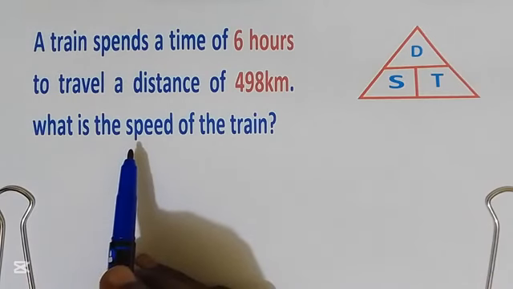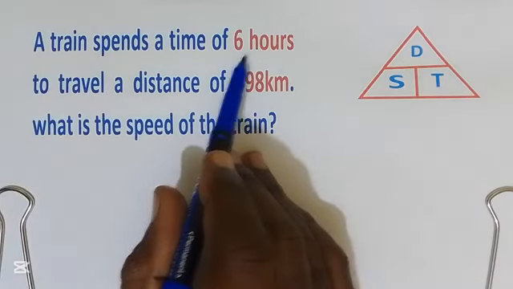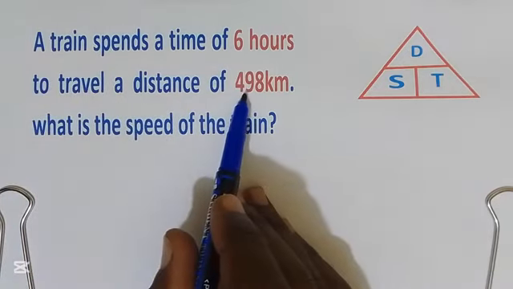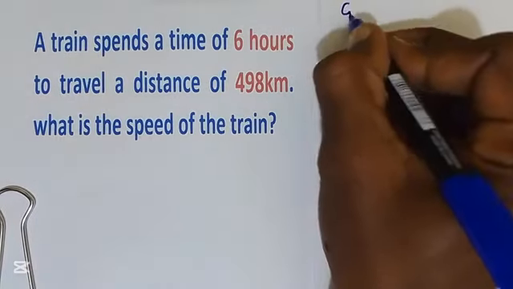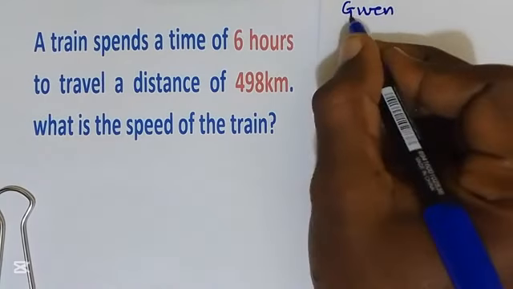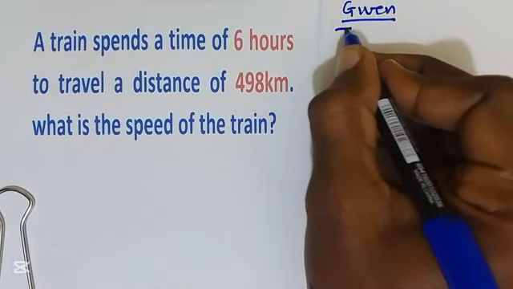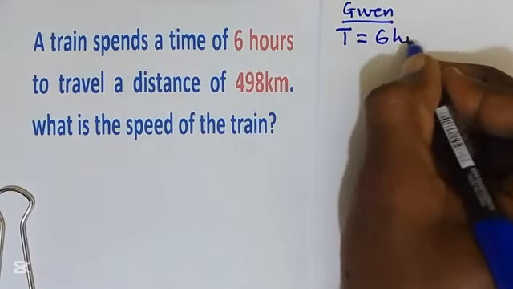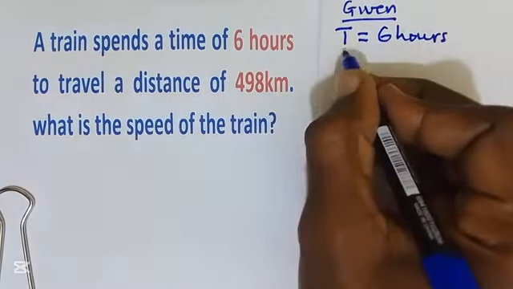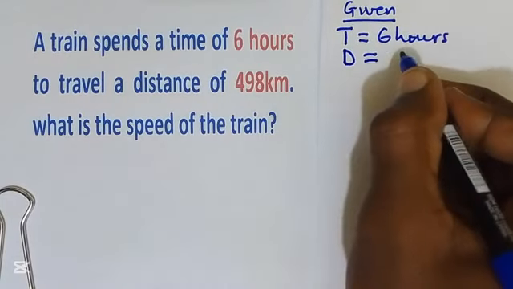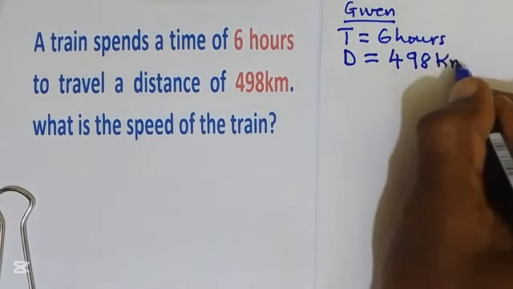Let us do question number 3. It says, a train spends a time of 6 hours to travel a distance of 498 kilometers. What is the speed of the train? Given. They gave us time equal to 6 hours. And also they gave us distance, which is equal to 498. This is kilometer.